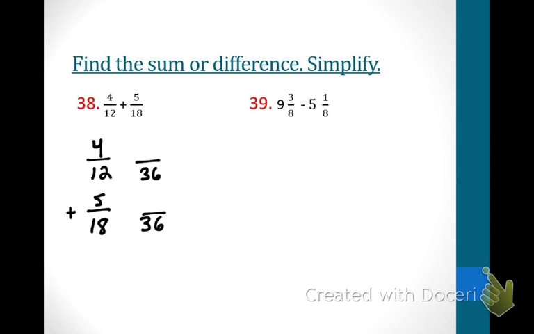How do I turn 12ths into a 36th? Multiply by 3. Times 3. If I multiply the bottom, I also have to multiply the top. So what's my new fraction? 12/36. Very good. Okay, help Asia out.